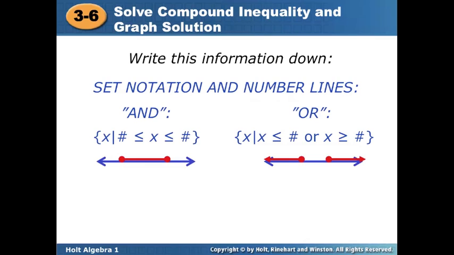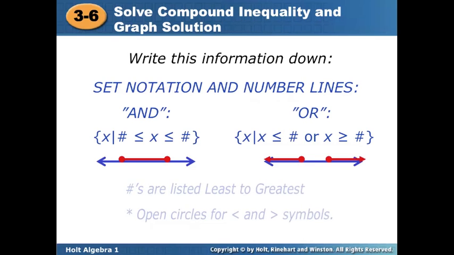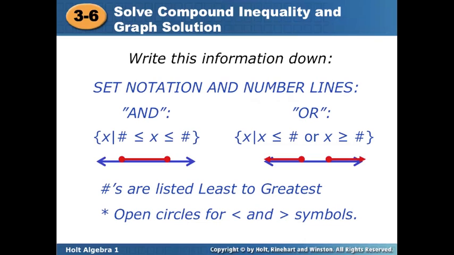For the graphs of and/or compound inequalities, an and compound inequality will shade to the inside, while an or compound inequality will shade to the outside. Note that the numbers are listed least to greatest in our set notation, and we will have open circles for less than and greater than symbols.